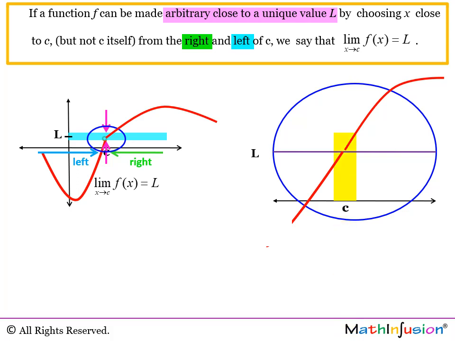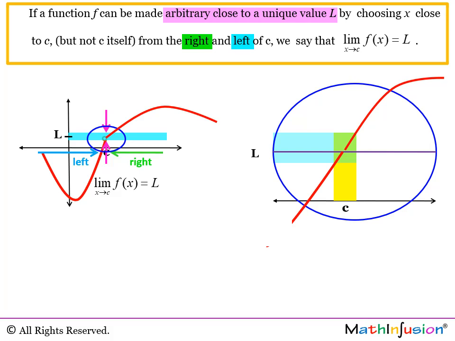Here is a vertical stripe about the c. Because when we are approaching right and left from both sides of c, if this is the distance between the right and the left approach, then in this vertical stripe, we get a matching one, which is the horizontal stripe about y equals L.